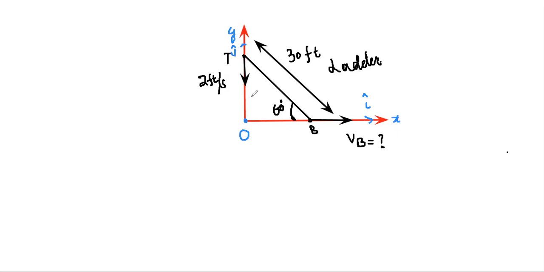Now, from the ground frame of reference, we are given the velocity of point T, and we have to find the velocity of point B. So the first and foremost step will be drawing the radius vectors. Draw the radius vector from your ground frame of reference to the two points between which you have to find the relation of velocity. That is, we'll draw the radius vector from point O to point T, and from point O to point B. We are also free to draw the radius vector from point T to point B. Let's do it like this.